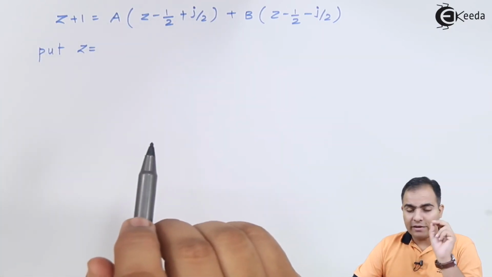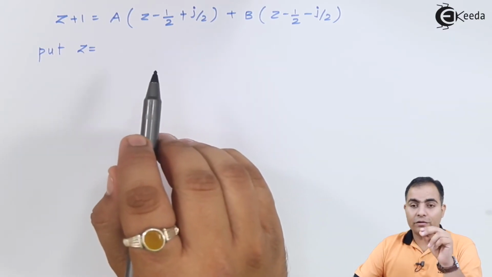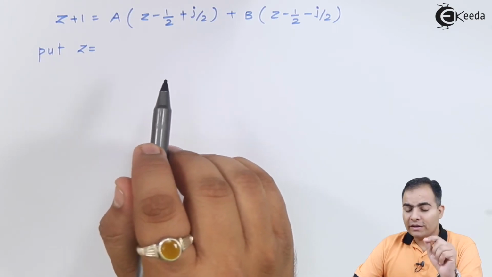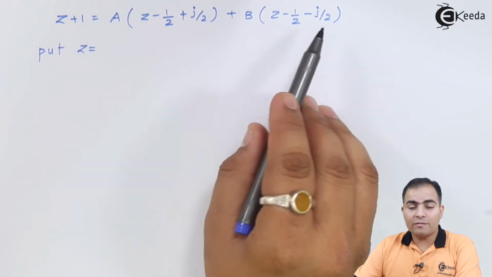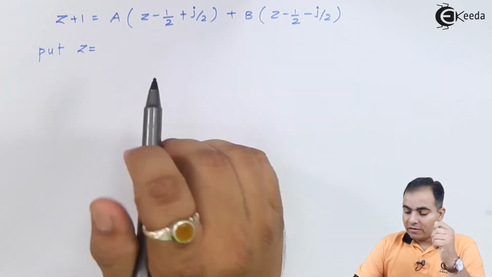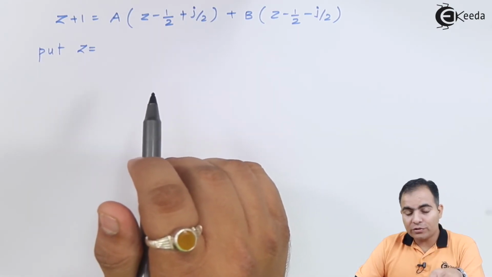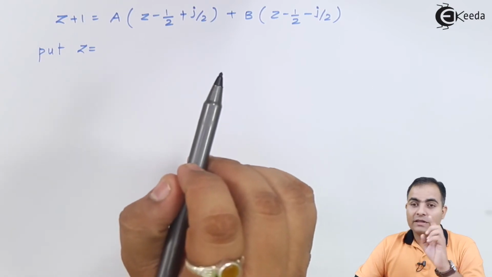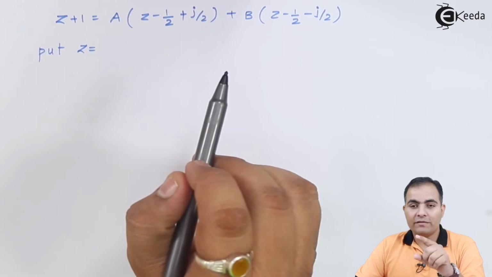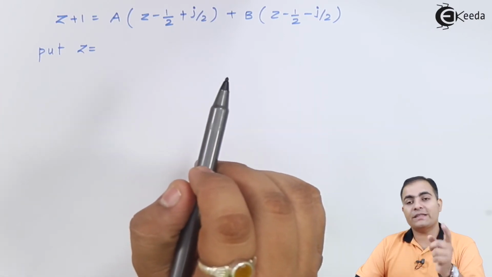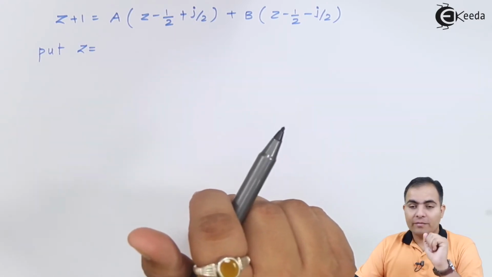Now remember one thing, if you're going to solve a numerical which has complex conjugate poles, then you can solve this question in two ways. First of all, if I substitute z equals to plus half plus j by 2, then you will get the answer of a. Whatever value of a you get, it is nothing but the complex conjugate value of b, which means the answers of a and b are the same, only the difference is that the b value is a complex conjugate of a, or you can say the a value is a complex conjugate of b. Now which term you are going to solve, that matters a lot.